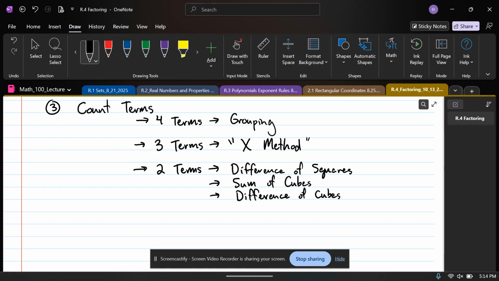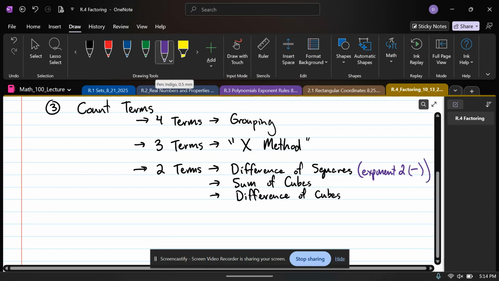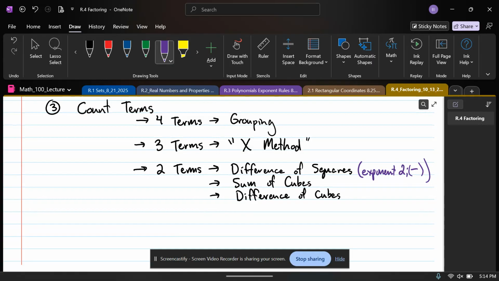So how do you recognize those? Well, squares. What's the exponent for squares? 2. Okay, so it's got an exponent of 2 and a minus sign. Okay, difference in math is minus, subtraction. So difference of squares is the subtraction of two things that are squared. So we're looking for an exponent of 2.